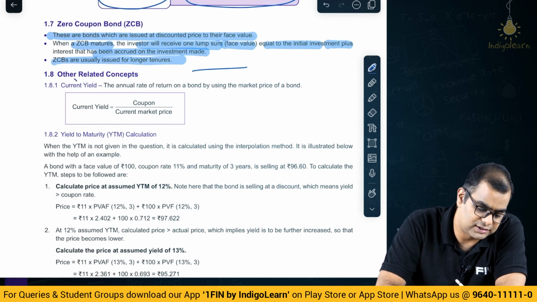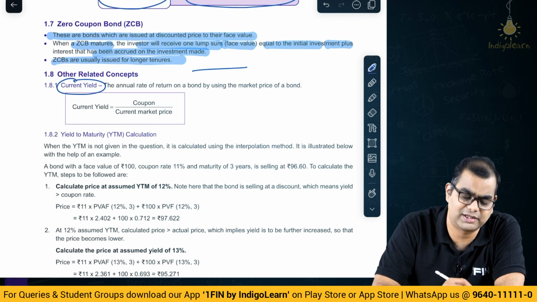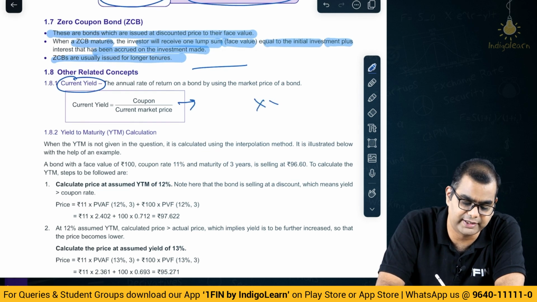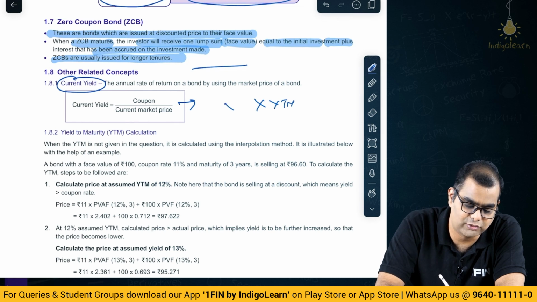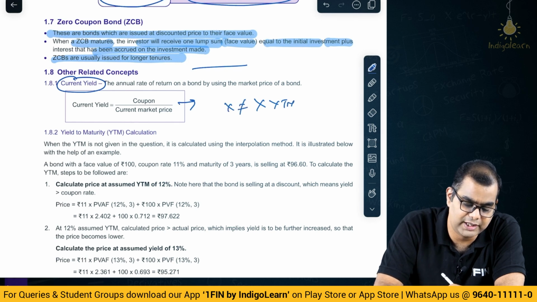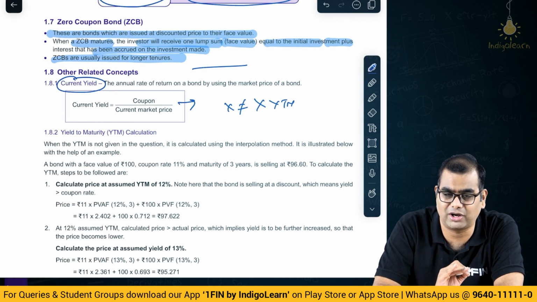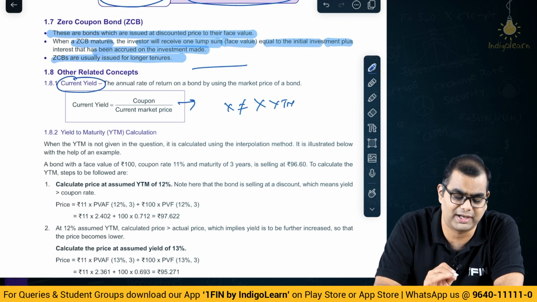Now, there are certain other concepts called current yield. What is current yield? It is simply coupon by current market price. Now, this is not equal to YTM. Okay, it is just a measure. It is not a relevant measure. Very rarely it is used in the market.